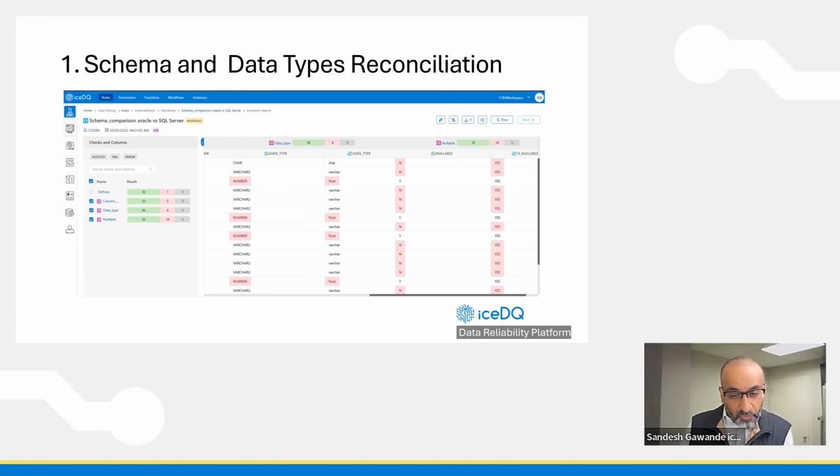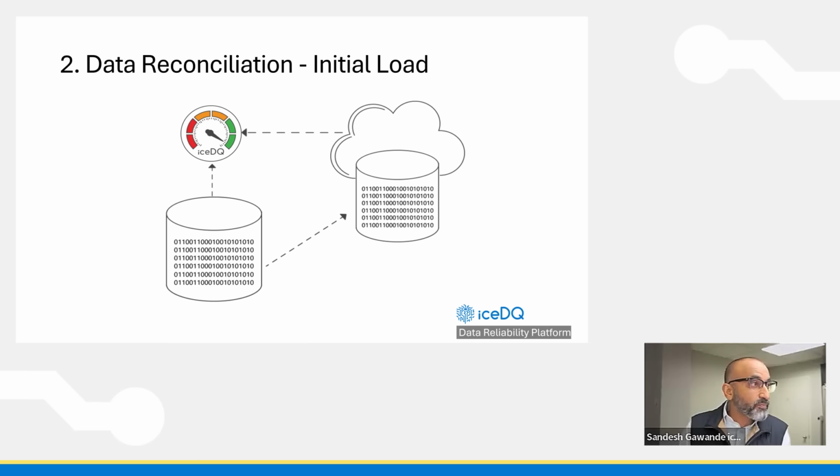So step number one is to make sure that the schema between the legacy system and the new system is the same or similar, and the similarity is dependent on the rules that you have.